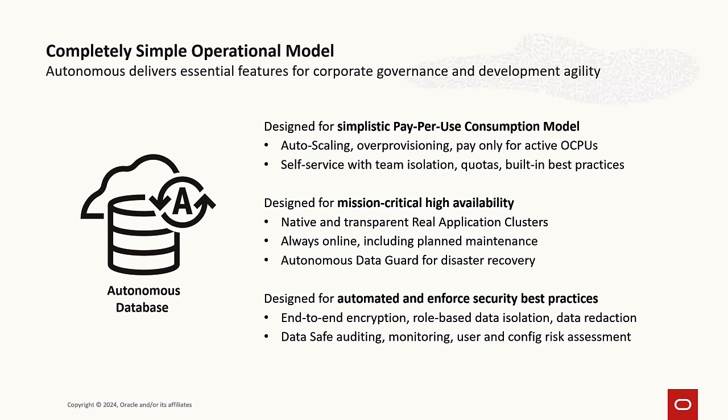And then it's going to be automated and enforcing your best practices. It's got end-to-end encryption, role-based data isolation, data redaction, and with Data Safe, you have the ability to audit and monitor your different users. And for this user and config risk assessment, when you're using Data Safe, this is not just for Autonomous, this is for any database. If you have data that it detects as potentially secure data, it's going to look for things like phone numbers, SSNs, data formats that it believes to be critical or very important. And it's going to look at what users interact with that data. So it will let you also know which of your users are high risk users.